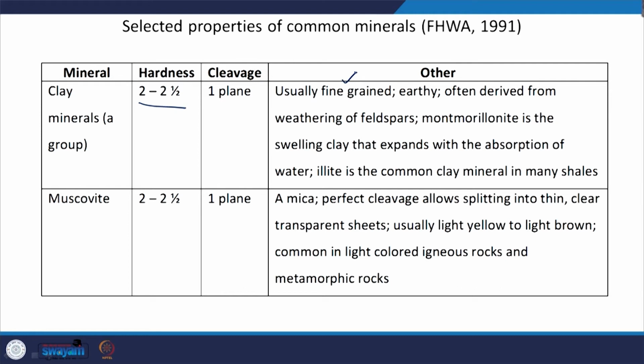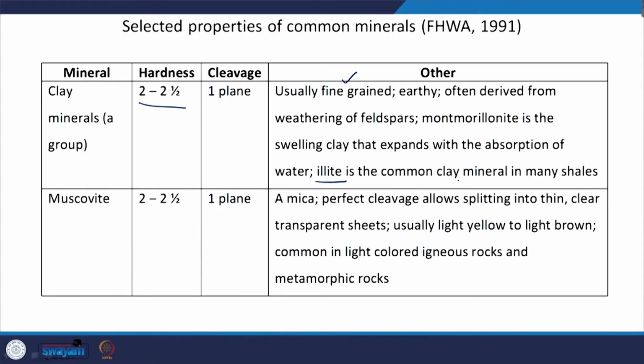Montmorillonite has the characteristic of swelling, and so whenever this montmorillonite is present in the clay, that clay exhibits swelling characteristic. What does that mean? That when water is added to such clay having montmorillonite mineral, it expands in volume. Okay, the volume expands, volume increases. Illite is the common clay mineral in many of the shales.